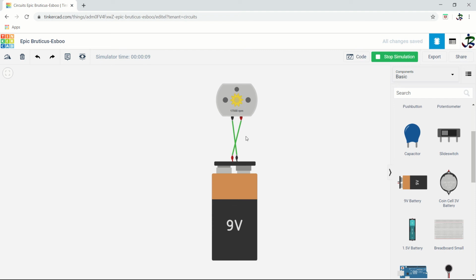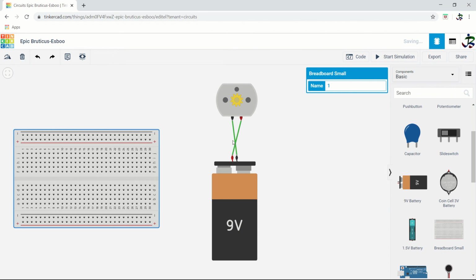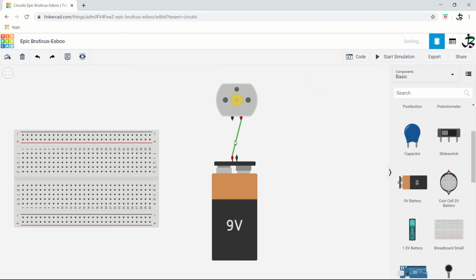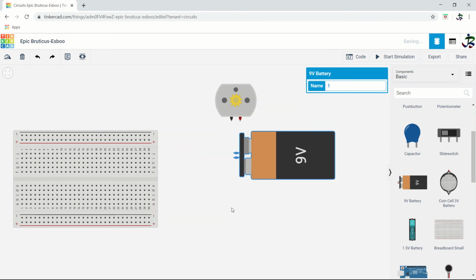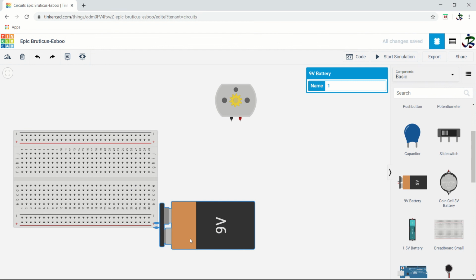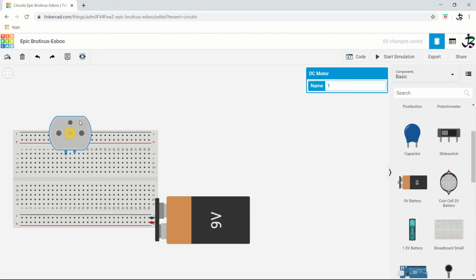Now this is the simple circuit we made here. Now we'll do it with the breadboard. We'll have the breadboard here, and we'll delete the connection. We'll connect the battery to the breadboard. Let's again rotate with Alt R this way, and you can connect positive, positive, negative. You can connect the motor at any terminal here.